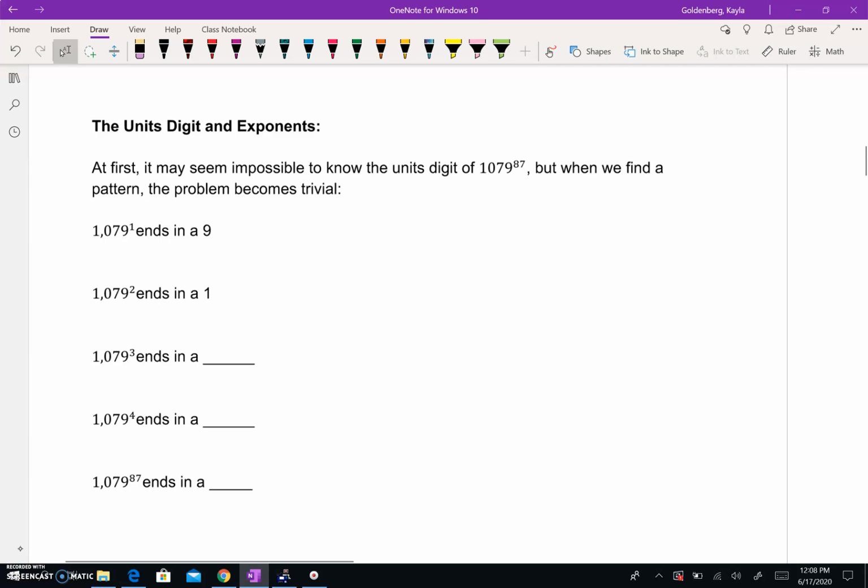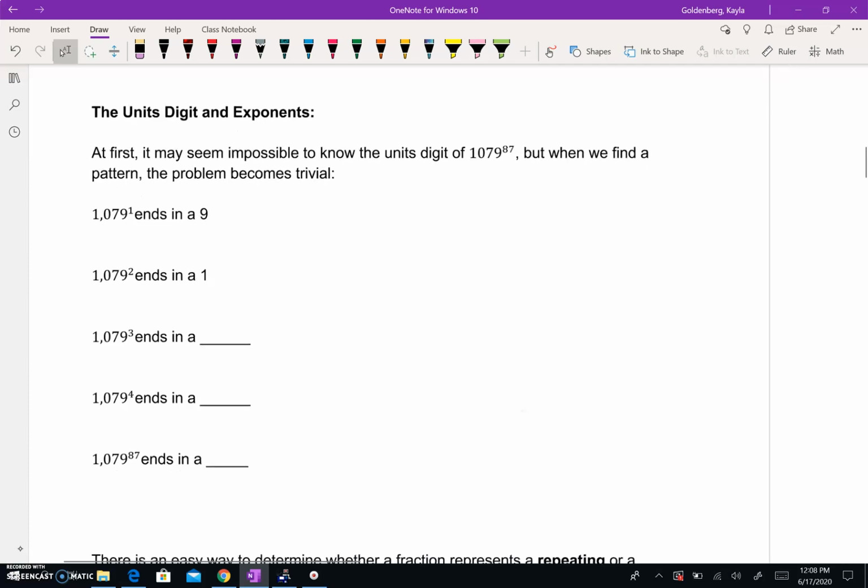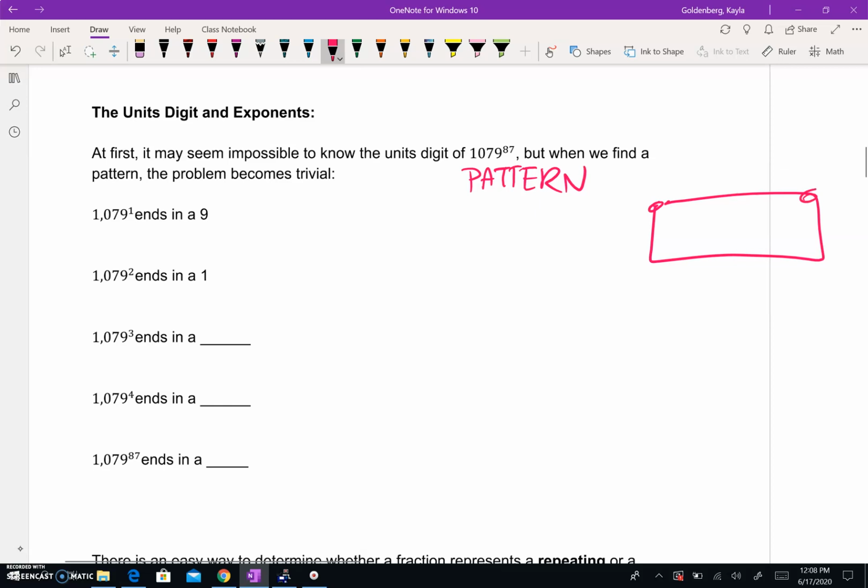Some more units digit exploration. At first, it may seem impossible to know the units digit of 1079 to the 87th power. And anytime that you see a problem like this in a competition, there's generally a pattern to look for. So we want to see a pattern, just like the perfect squares. So one strategy, if we think back to, you guys remember that fence post problem where we figured out how many fence posts were along the property.